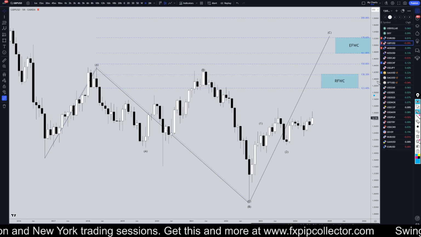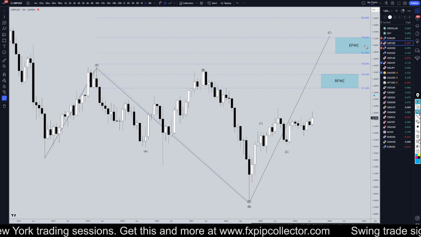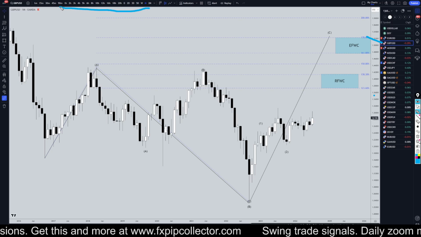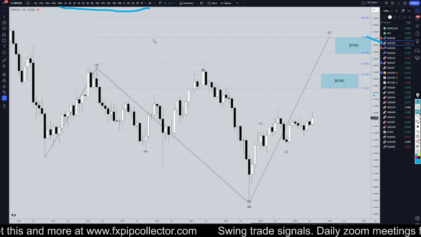Today is Tuesday, July 30th, and I'm going to be analyzing the pound US dollar, starting on the monthly, working my way down to the 1 hour time frame for the full top down analysis.